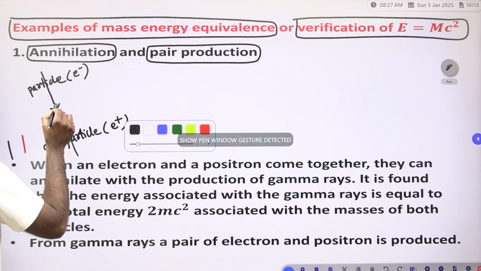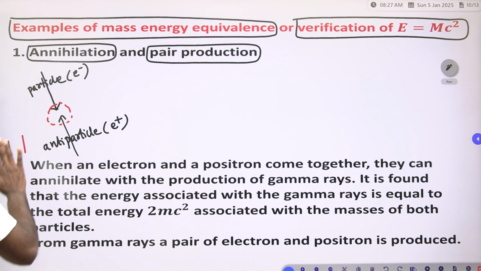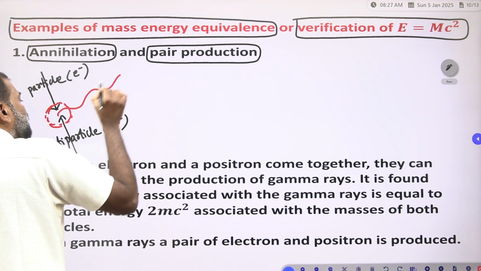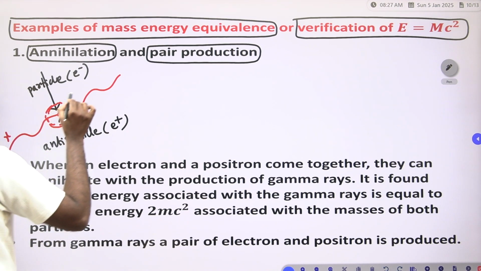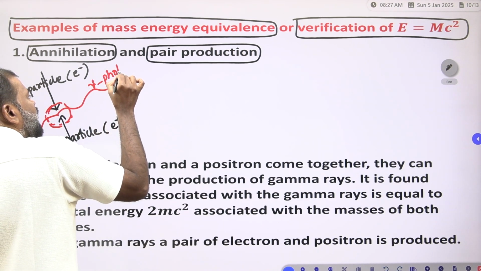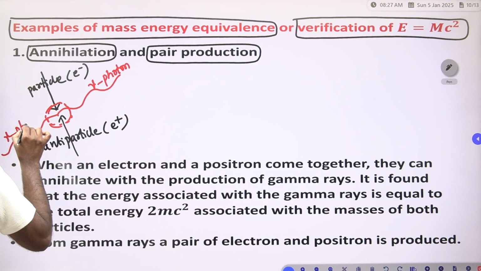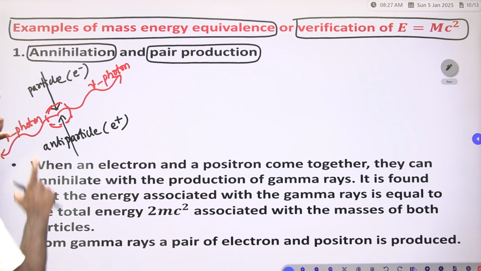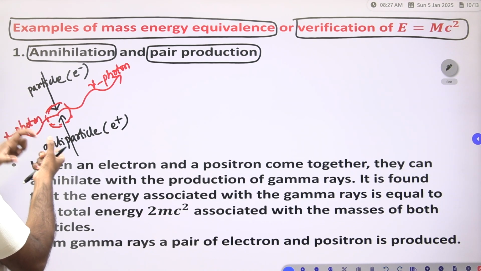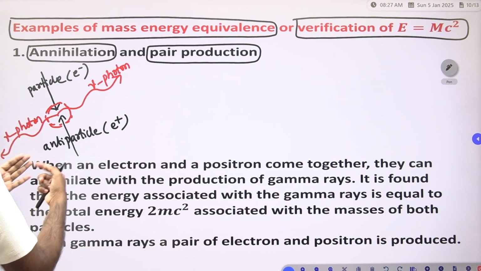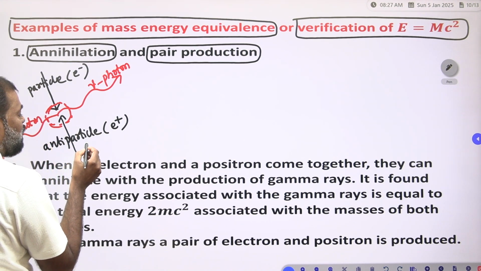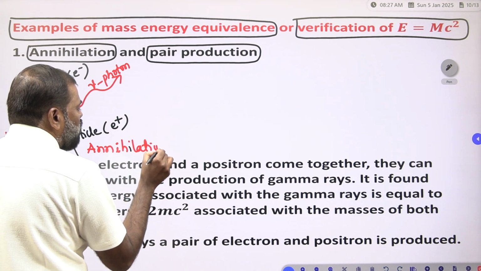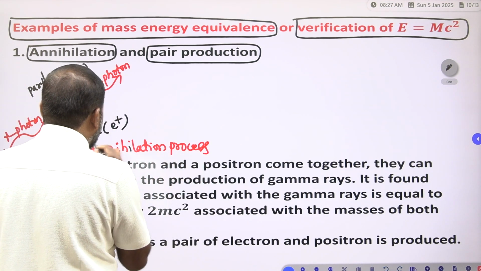So when the particle and anti-particle come together, what will happen? They form some energy. That energy we call photon energy. Once a particle and anti-particle come together, this energy can form, and this process we call the annihilation process.